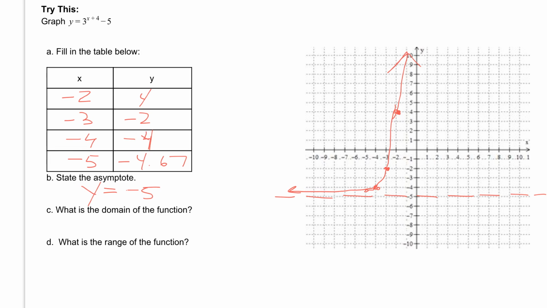The domain of our function is all real numbers, and the range is y is greater than -5. Questions? Let me know.